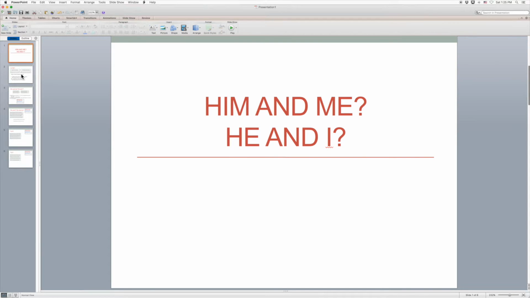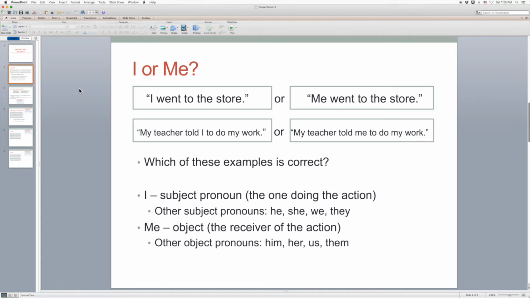So the first thing that you need to be able to do is figure out if you're going to use I or me in a sentence. I generally do this first when determining which of the choices is correct. So let's take a look at the first example. We have I went to the store or me went to the store. So is I or me correct in the sentence?